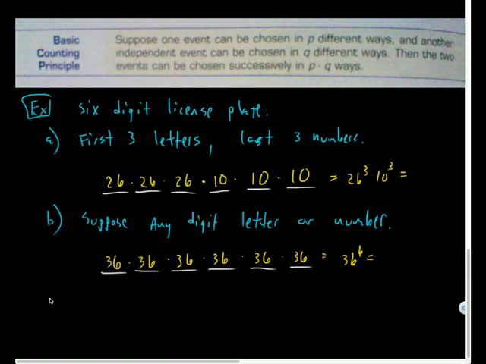Now here's a dependent event situation. Suppose it's the same as type B, so they could be any letter or number, but no repetition.